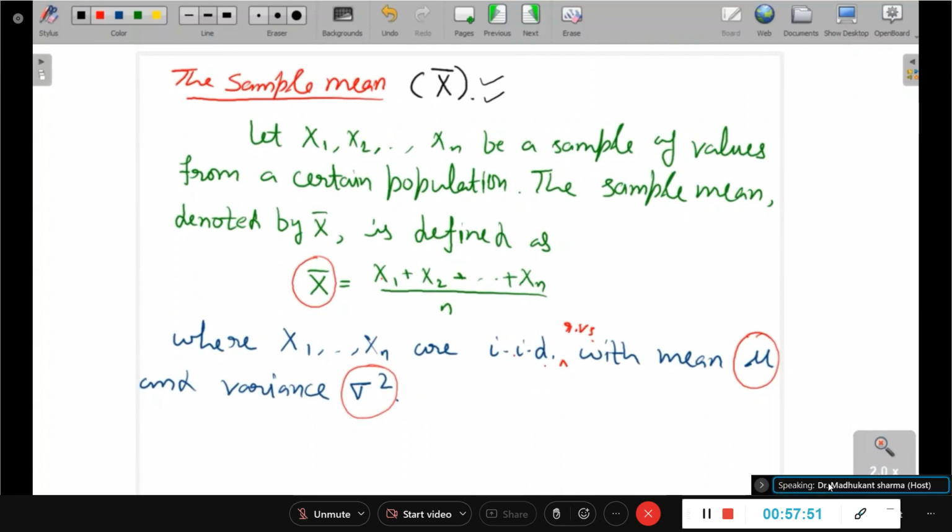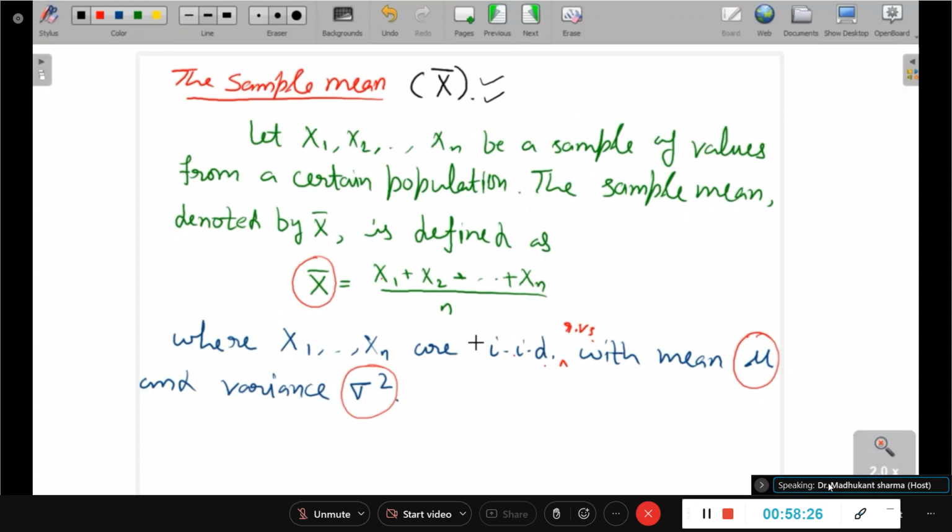So you have been given a sample of values from a certain population. You may have a large population, or you take your class of 300 or 330 students, and you note down each student's parameters: their height, or you write down the age, or other different parameters. So you have some sample data.